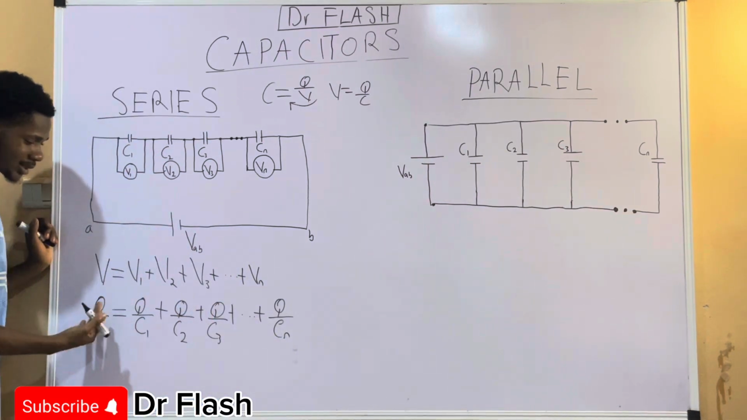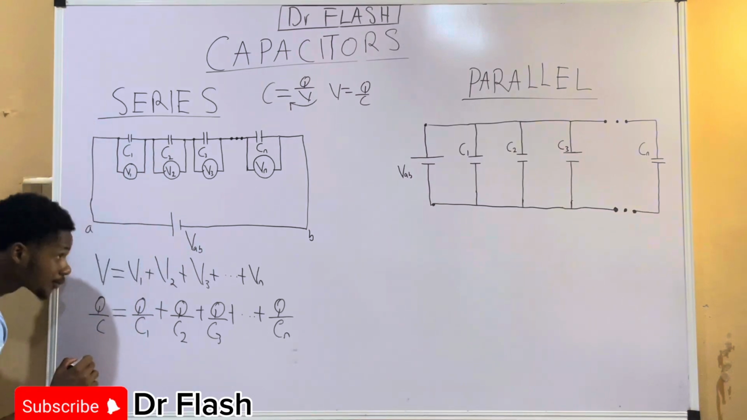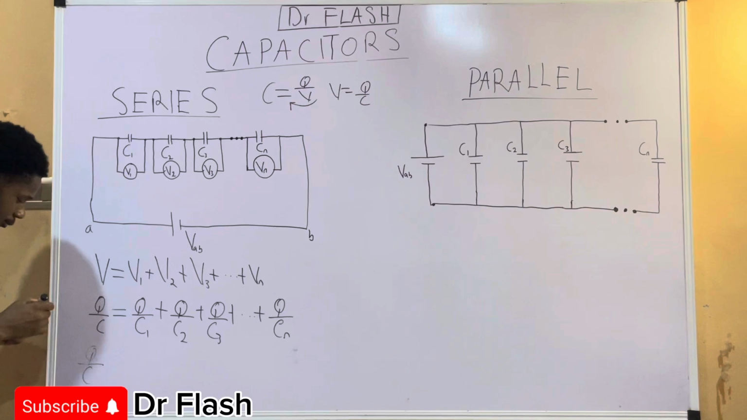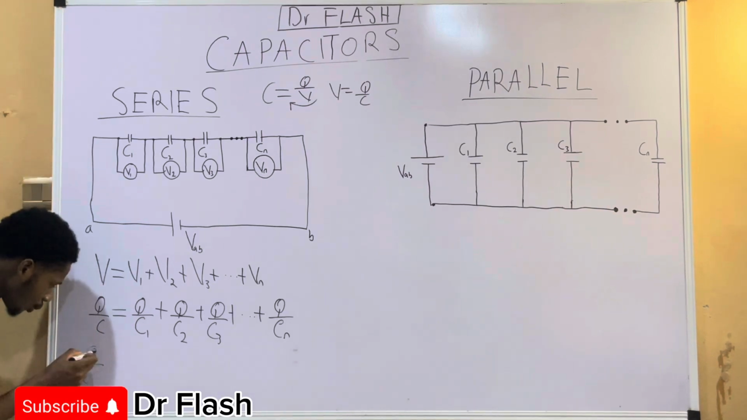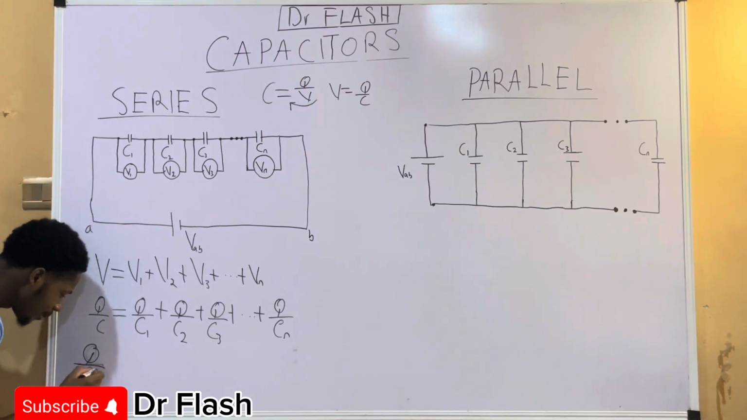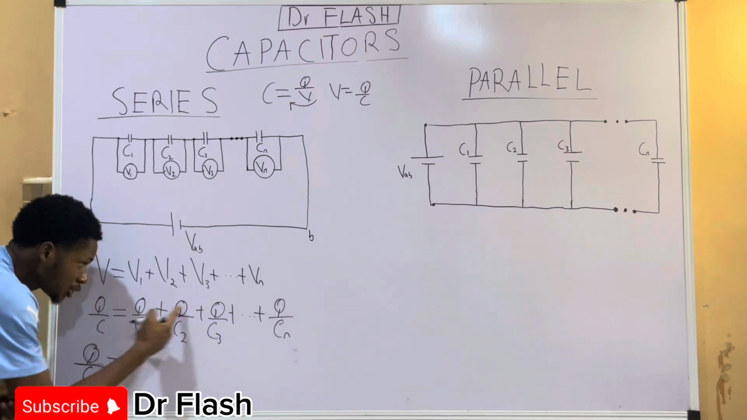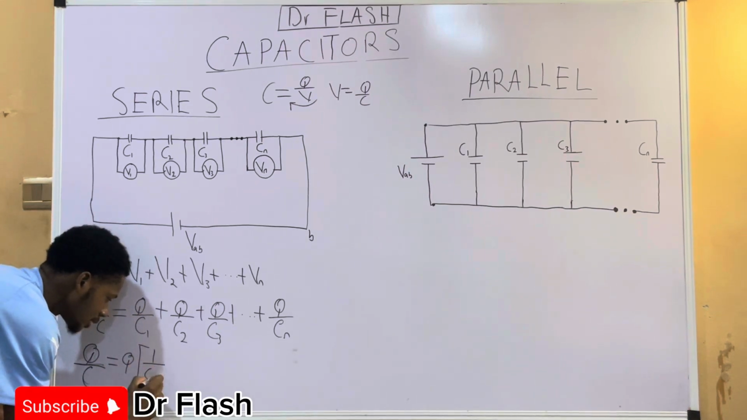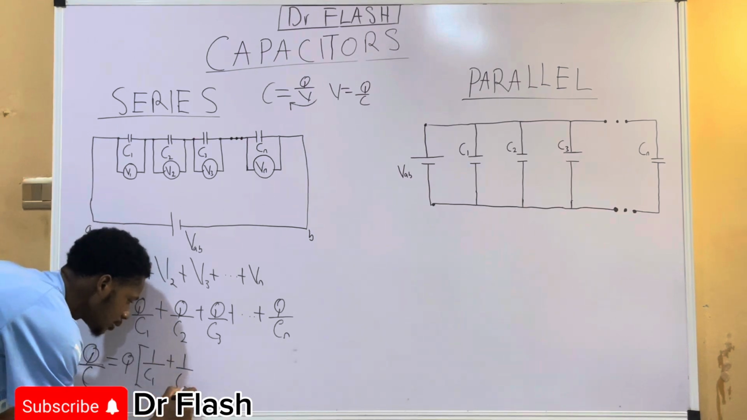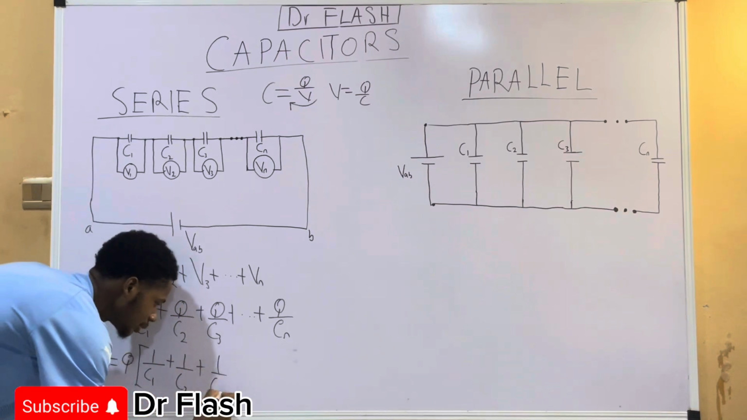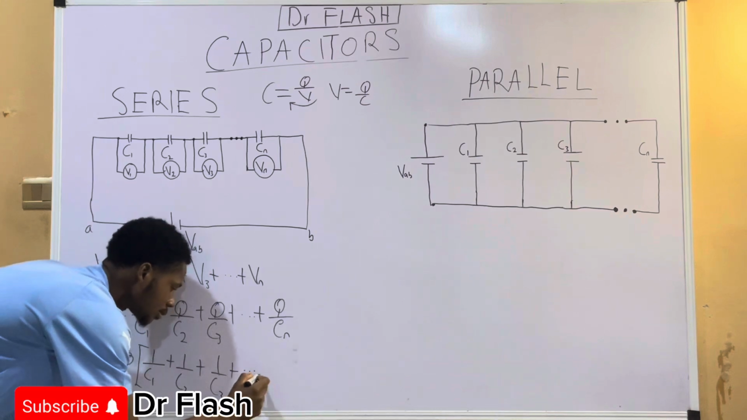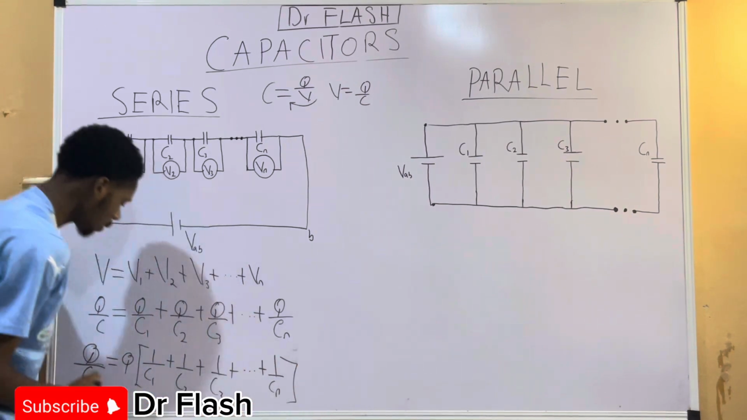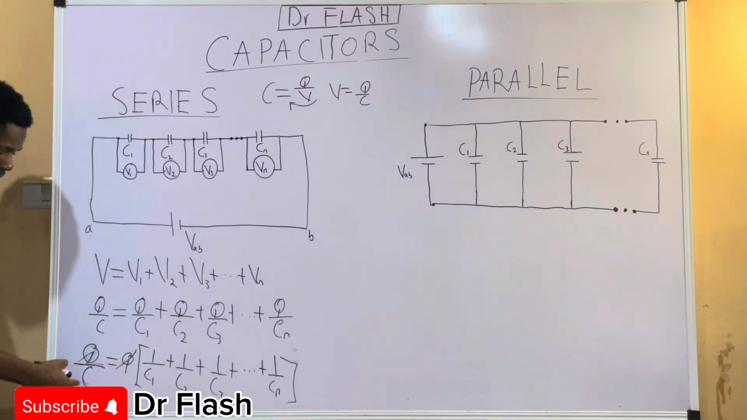Okay, we can factorize this out. We're going to get Q divided by C is equal to, this charge is common, so we can bring it out, Q in brackets, and we have 1 over C1 plus 1 over C2 plus 1 over C3 plus dot dot dot plus 1 over Cn. Now, charge is common to both sides. They can both cancel out, and then we're left with what now?